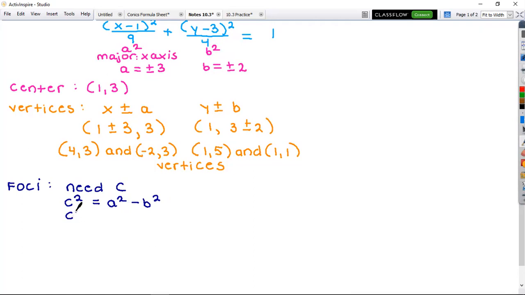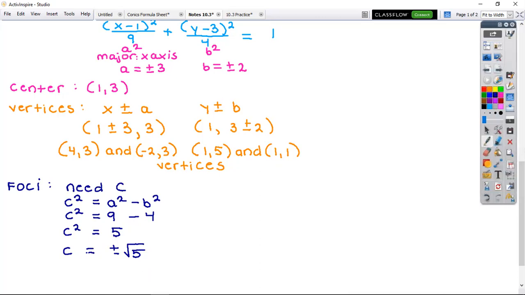So C squared is equal to A squared, I'm looking for it, was right here, 9. And then B squared was right here, 4. And a lot of these are just going to be radicals. So C squared equals 5. Therefore, C is equal to plus and minus the square root of 5.